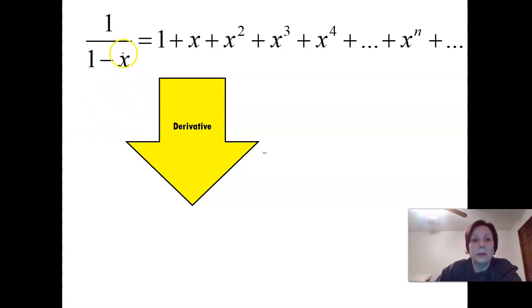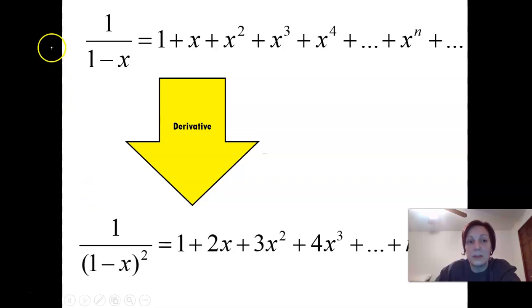So if we look at this, this is a nice geometric series, right? Here's my a value. This is an a over 1 minus r, where your a is 1 and your r is x. So what I can do is I can come over here and take the derivative of 1 over 1 minus x, and I can take the derivative of this series term by term and create a new series for a new function. Okay? So if I take the derivative of 1 over 1 minus x, I get 1 over 1 minus x squared.